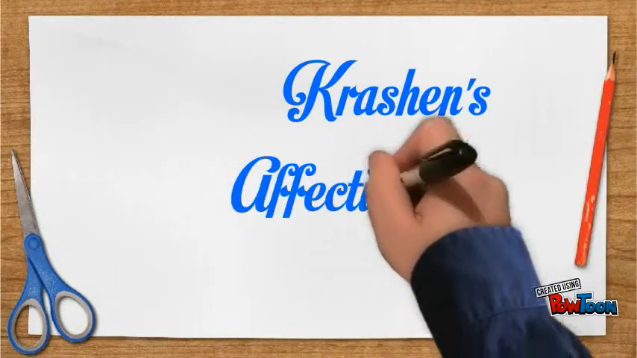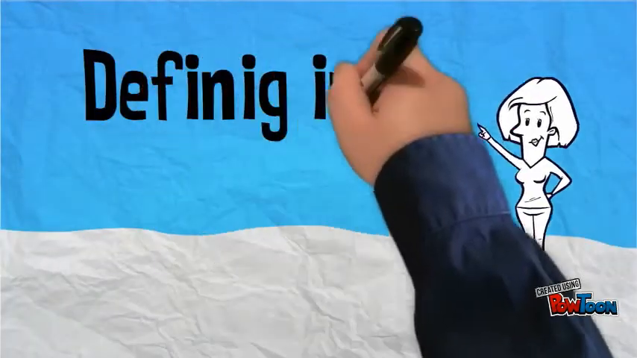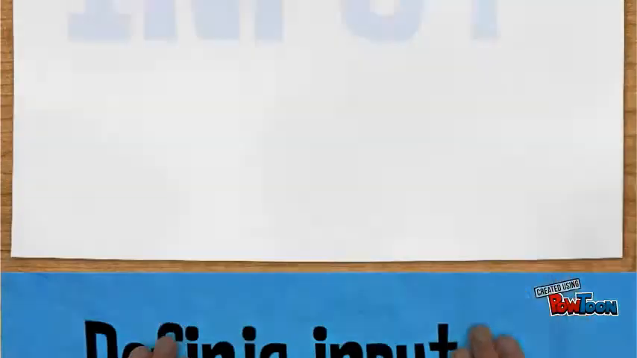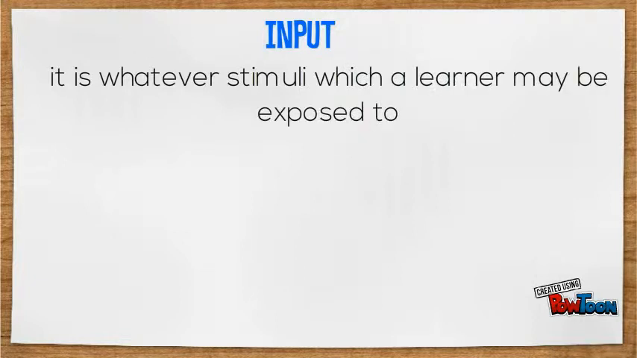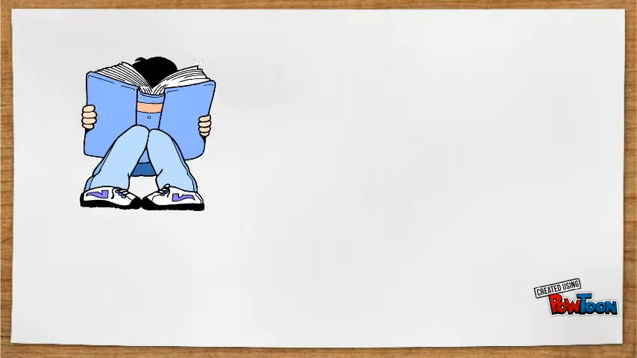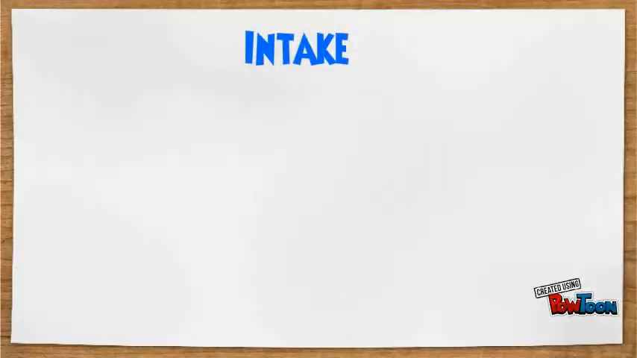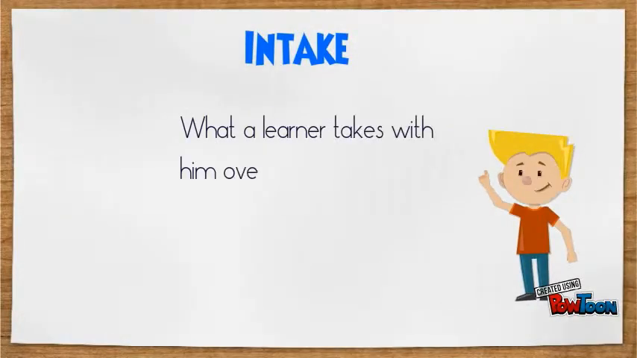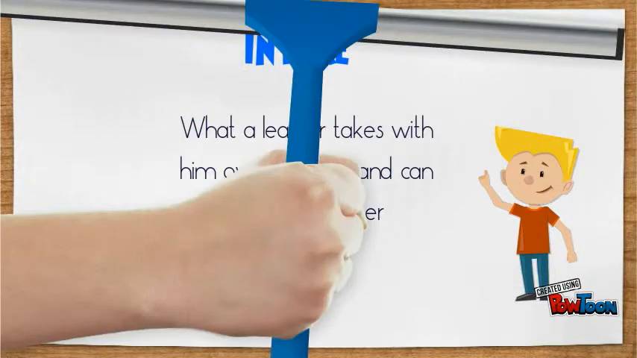Affective filter theory. Factors composing the affective filter. Defining input and intake. Input is whatever stimuli which a learner may be exposed to. For example, reading a book, listening to a conversation, or watching a movie in any language. Intake is what a learner takes with him over a period of time and can later remember.